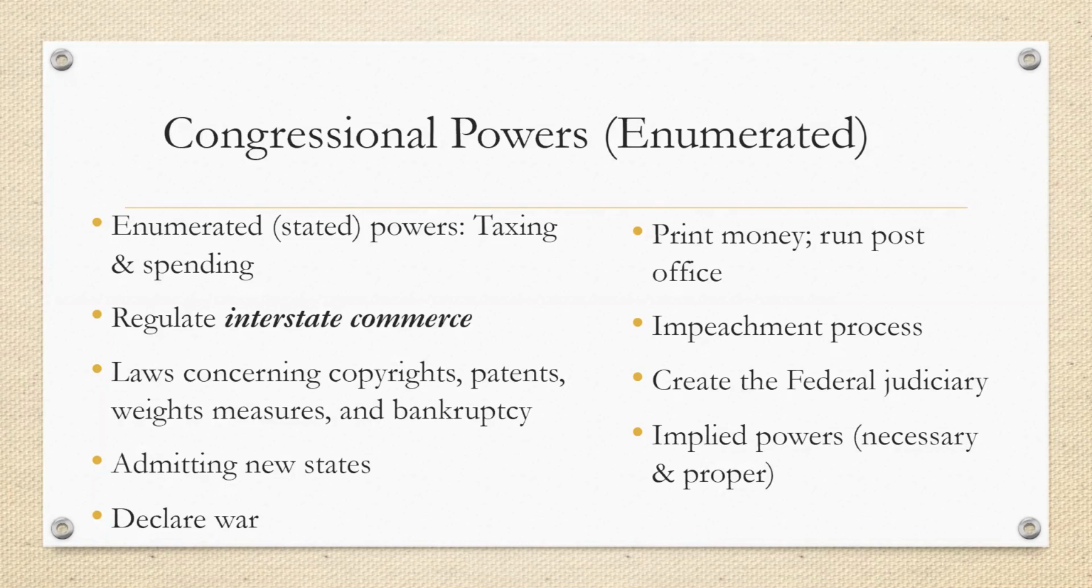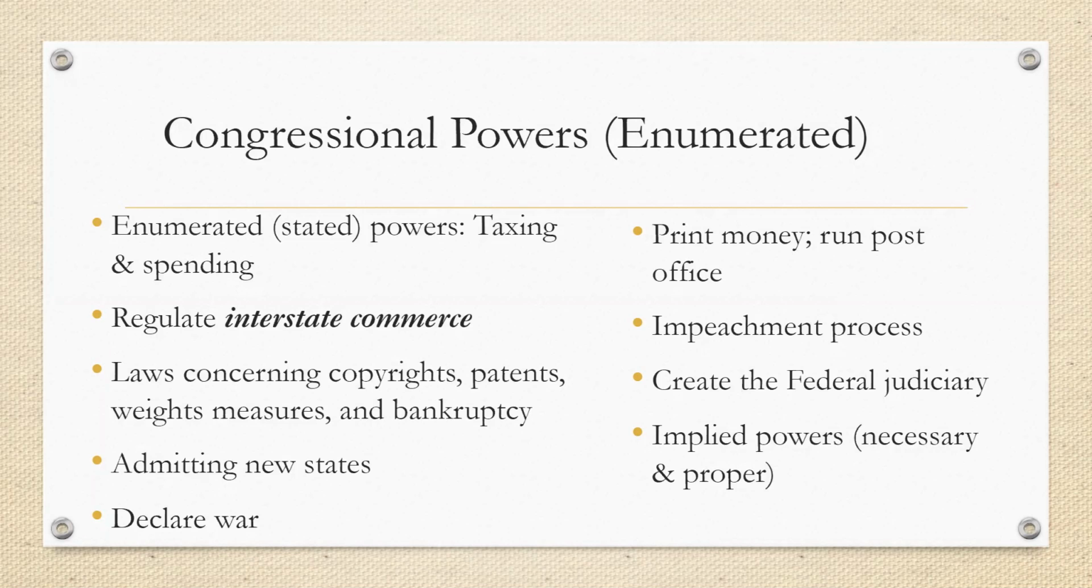Creating a federal judiciary, they have the right to do that. They did that literally right as soon as they ratified the Constitution. So they have the right to do that, and the implied powers are put on top of that. They basically explain in Article 1, in the expressed powers or enumerated powers, they also explain how implied powers work.